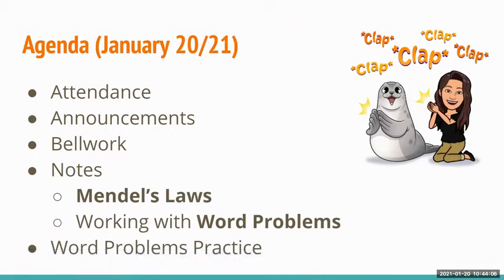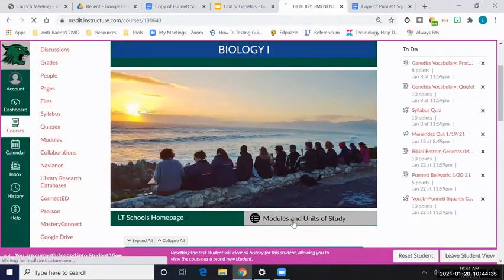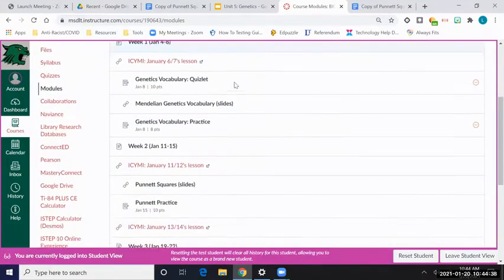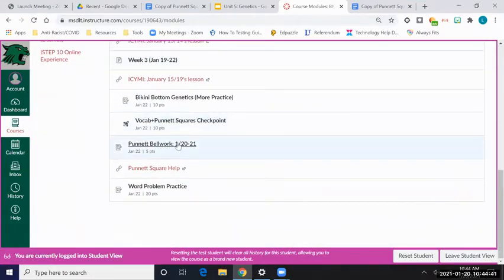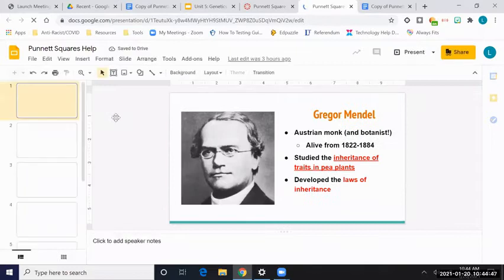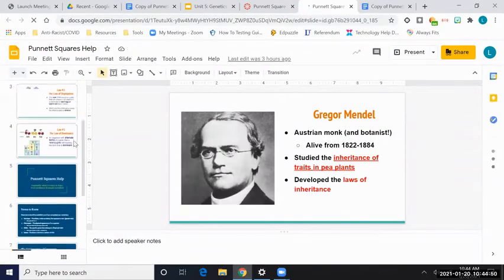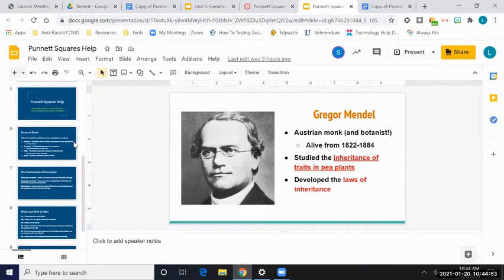After you're done with the bell work, we're going to move on to our notes. Now, I will not collect any notes, but I always suggest writing these down. These notes are also on Canvas if you would like to take a look at them. Just like everything else, you'll go to modules, all the way down to week 3. It's going to be right underneath your bell work. So Punnett Square Help, that's going to be the slides presentation where I talk about Mendel and help with Punnett square word problems, the notes that we're going to go over now.